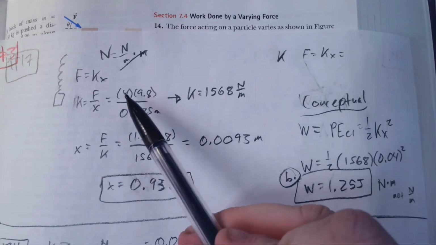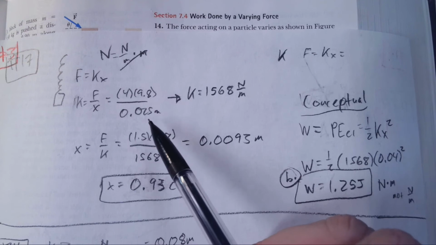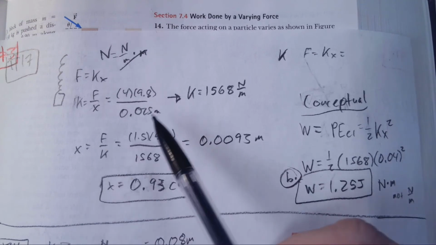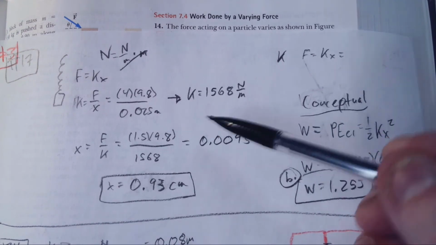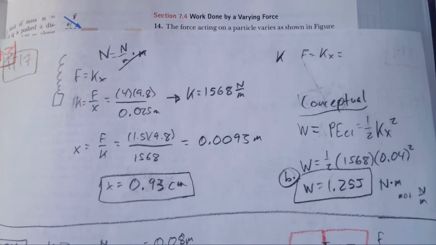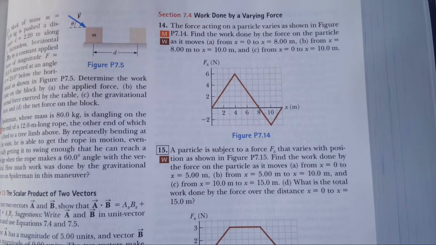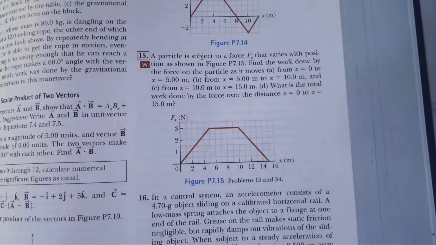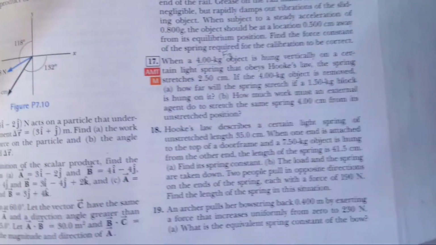Think about it. A 4 kilogram one is 0.025 meters or 2.5 centimeters. You put less mass on it, it's not going to stretch as far, so it makes sense it's only 0.93 centimeters. Okay. The second part here, 17, it says, where is it?